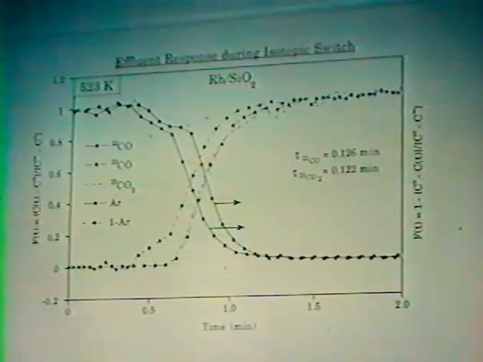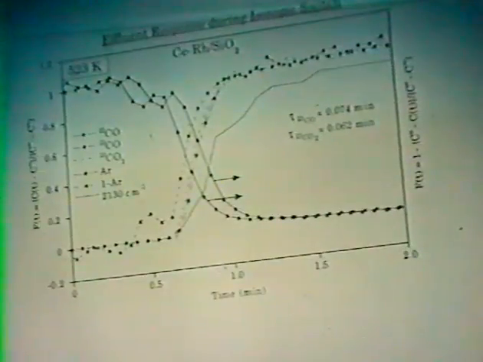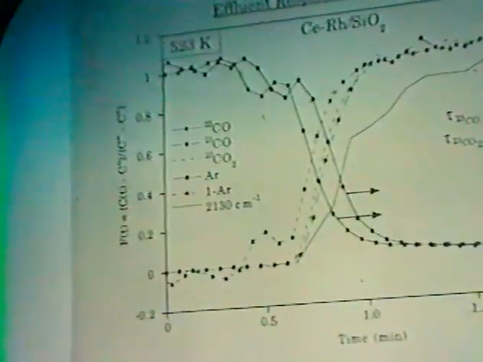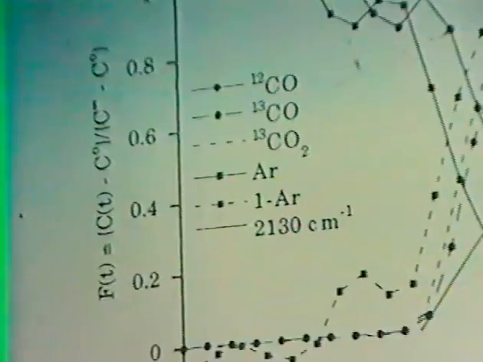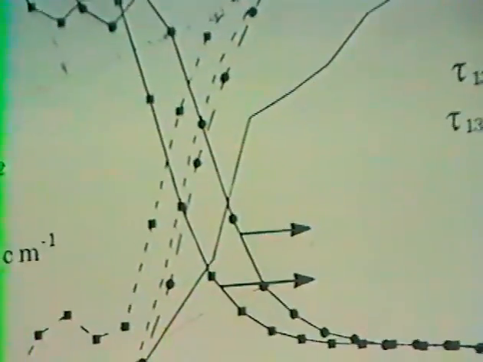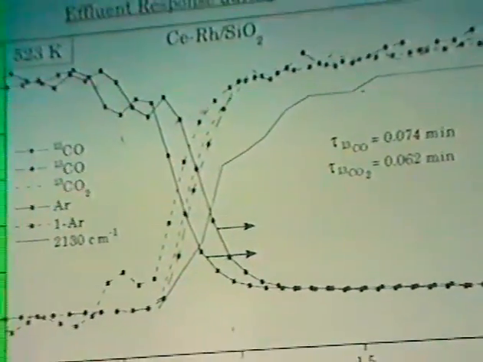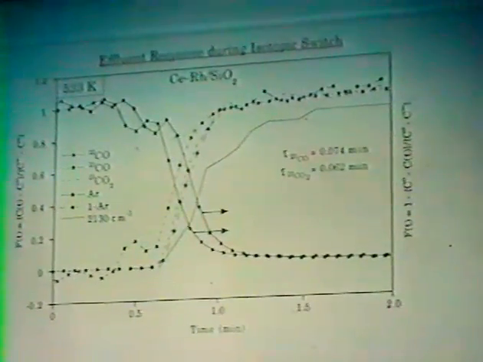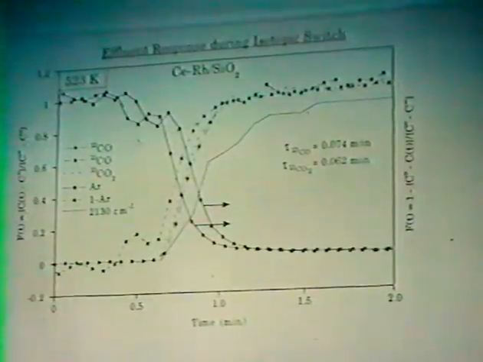Let's take a look at this case here. For CO2, it is the dotted line. The CO2 response comes out slightly earlier than CO. So this result indicates the reaction leading to CO2 is faster than the desorption of CO. And we have conducted the same study on the cesium rhodium catalyst here. And what the cesium did here is decrease the residence time of the intermediate leading to CO2, and also decrease the residence time for the adsorbed CO.